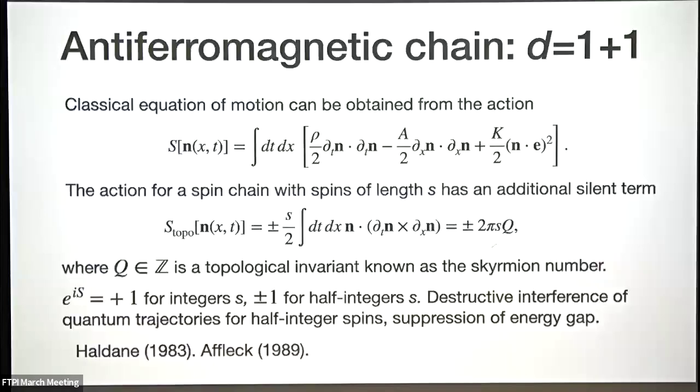And that creates the possibility of destructive interference for various quantum trajectories, only for half integer spins, but not for integer spins. And that's where the suppression of the energy gap, the Haldane gap, comes from in antiferromagnetic chains with half integer spins.